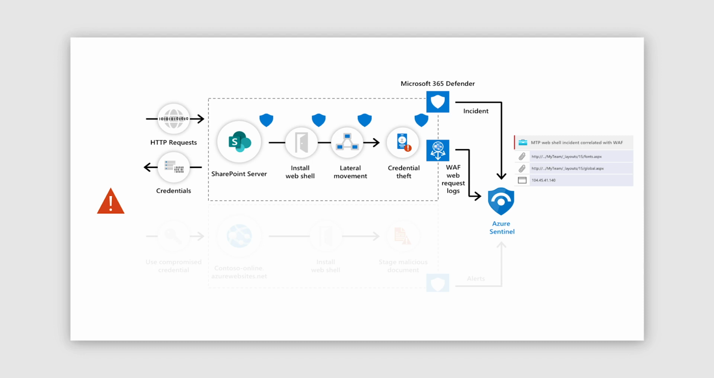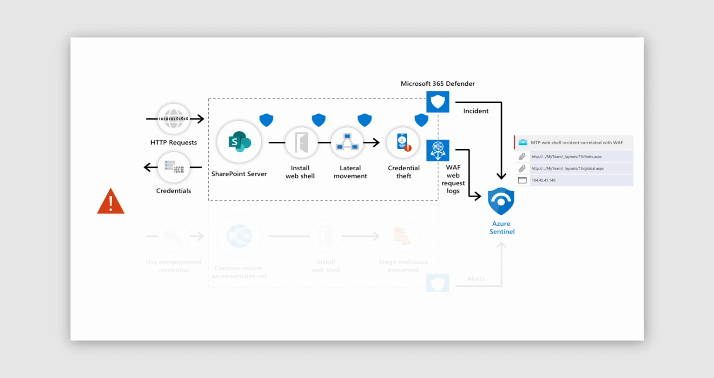Next, we're going to take the incident we have just shown and correlate it with a third-party log source in Azure Sentinel to gain additional insights into the attack. The organization uses a web application firewall, or WAF, which records the details of each web request made to the SharePoint server, including the malicious ones used by the attacker to execute commands through the shell.